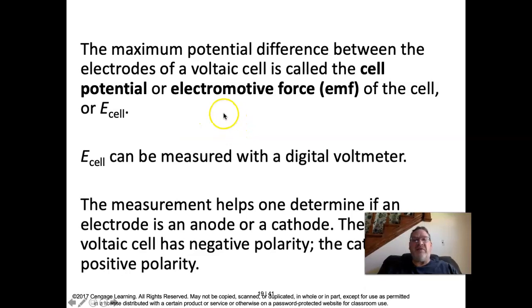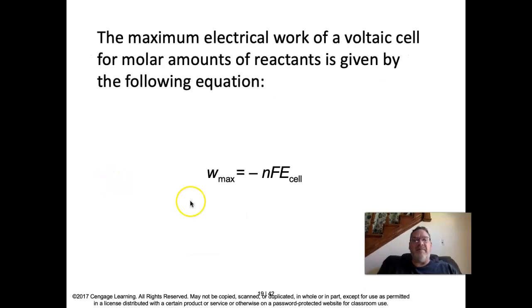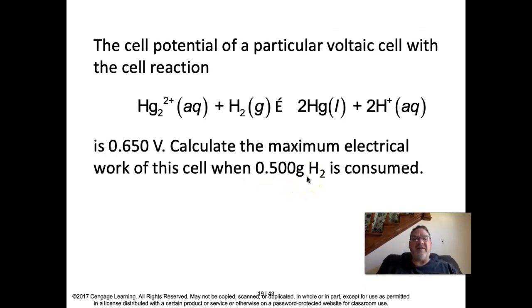That potential difference is what we call the E cell. And that's the second part of the chapter here, is how we can calculate and determine the E cell for a system. We can calculate work, and you look at this. Maximum work is equal to a negative nF E sub cell. F is Faraday's constant. n, that's the number of electrons in the overall system. And E cell is our potential difference.